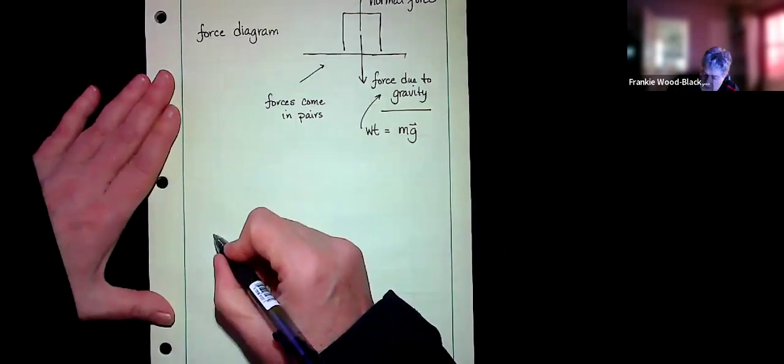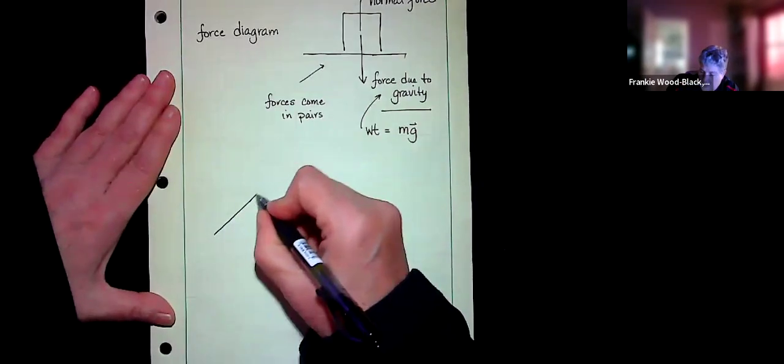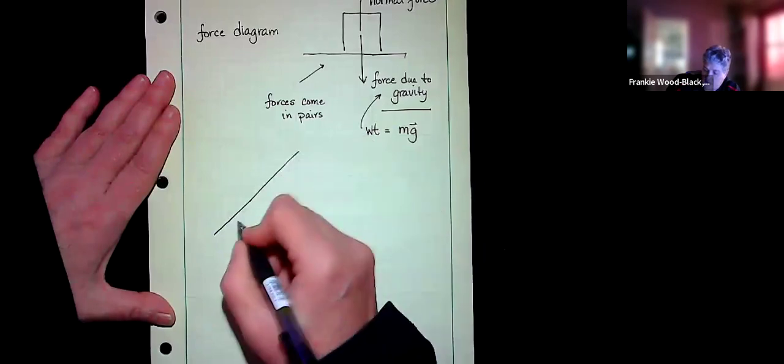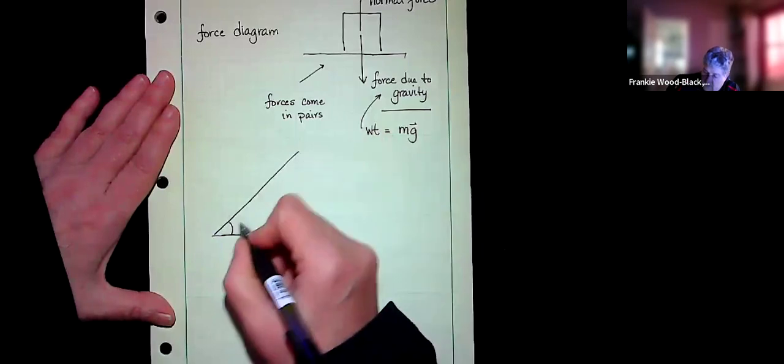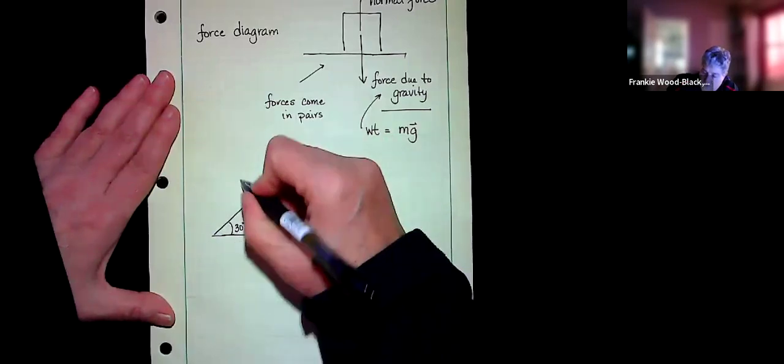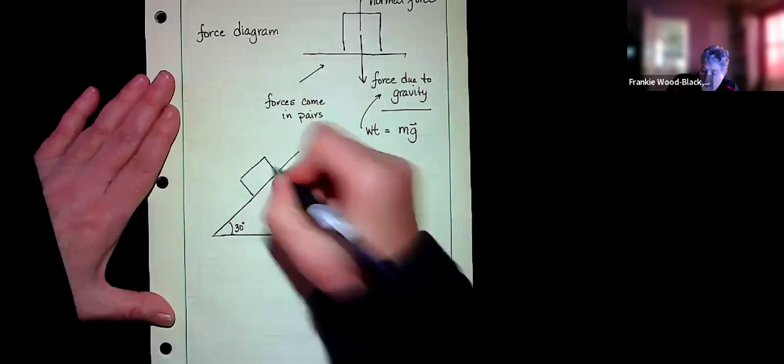So let's take a block and put it on a plane here, and we're going to say that this is 30 degrees. We've got a block on a plane. I'll show you: I've got my little paper here, and I've got a smooth mouse. My block is going to stay on my paper until it overcomes the force due to friction, and then it's going to slide down.